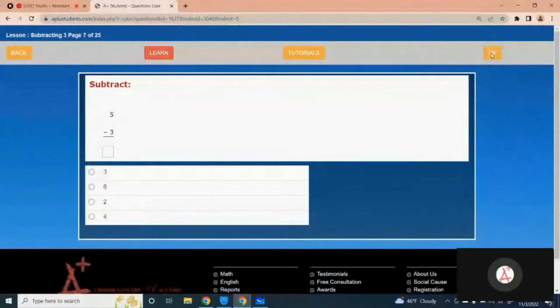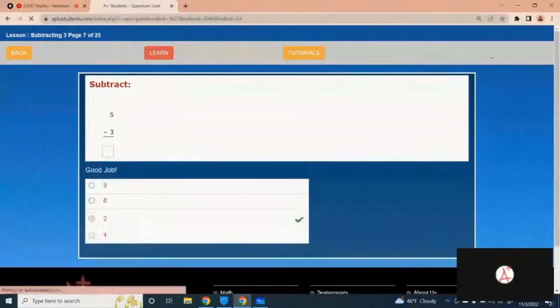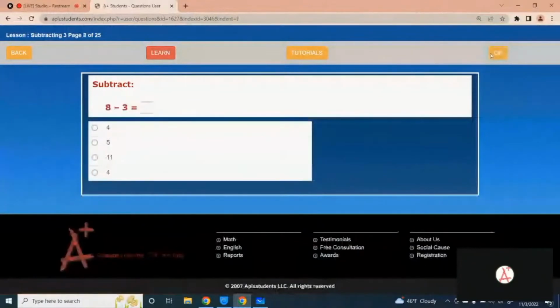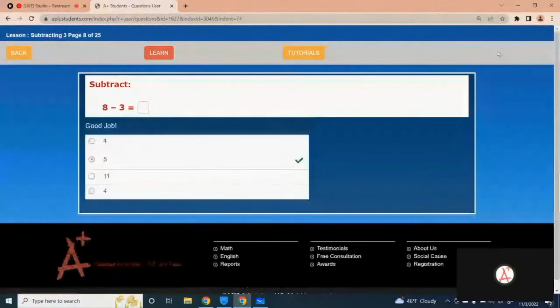Okay, 5 take away 3 is 2. Got it? 5 take away 3 is 2. Just select the correct option and click on the OK button. Okay, 8 take away 3 is 5. So 8 take away 3 is 5. Just select the correct option and click on the OK button.